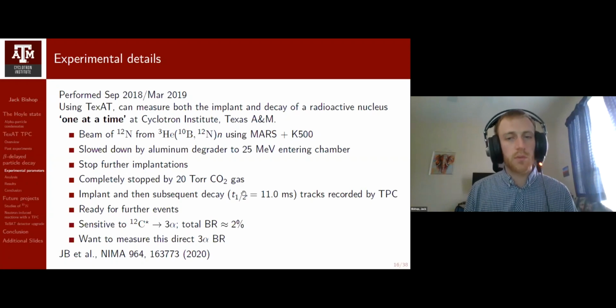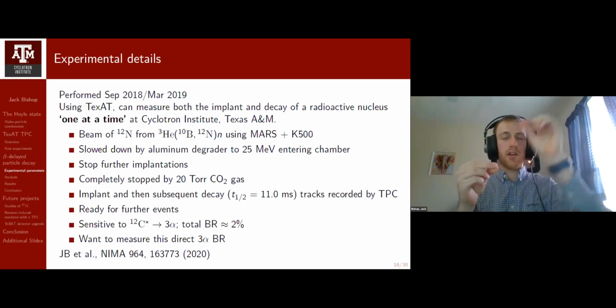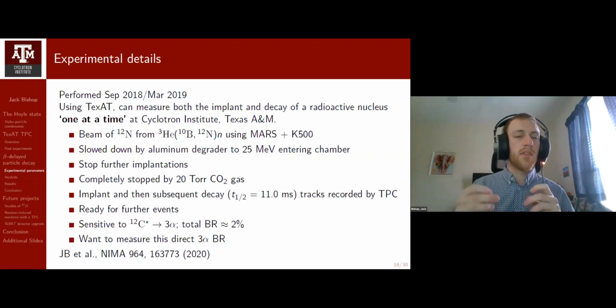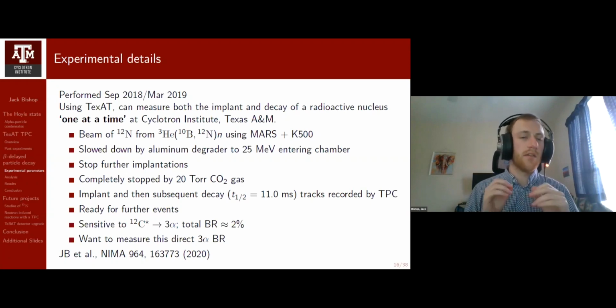So what we want to do is populate the Hoyle state in this way. The nitrogen-12 comes in, it's going to populate the Hoyle state, and then we look at the decay to 3 alpha particles. And by really making sure that it's one at a time, we can be very certain that we don't have the problems associated with pileup that plague some of the previous experiments.